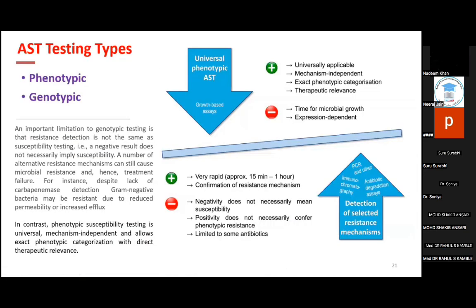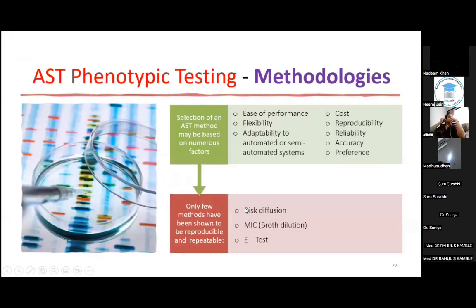Now let's see about sensitivity testing. Sensitivity testing can be either phenotypic or genotypic. Phenotypic testing is universally applicable and mechanism independent, so it has therapeutic relevance. However, the issue with phenotypic testing is that it requires time for the colonies to grow. It is all colony dependent and expression dependent. The resistance will be detected only if the gene is expressed. While genotypic testing is very rapid and confirms the resistance mechanism, it is limited to only a few resistance genes and antibiotics. So that was the limitation of genotypic testing. I will be speaking only about phenotypic testing here.